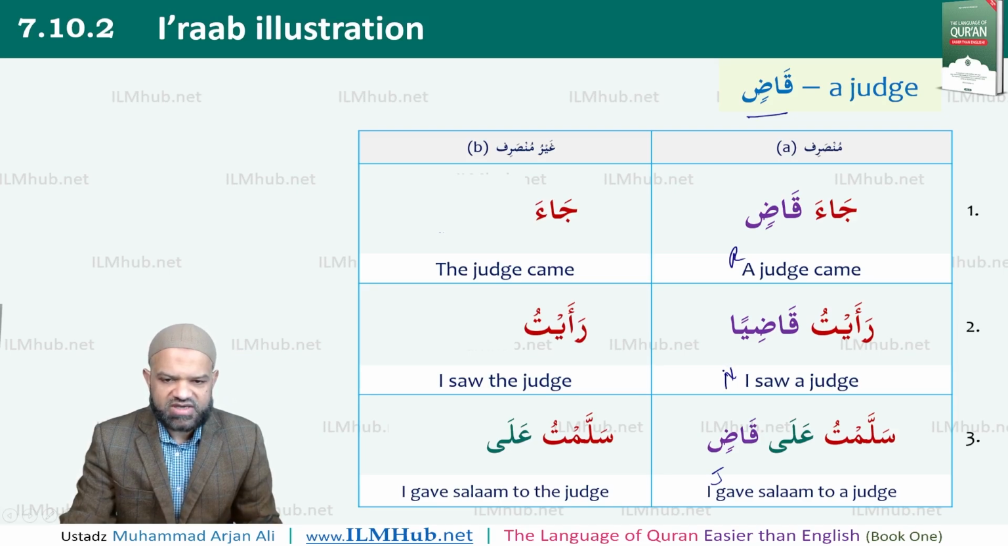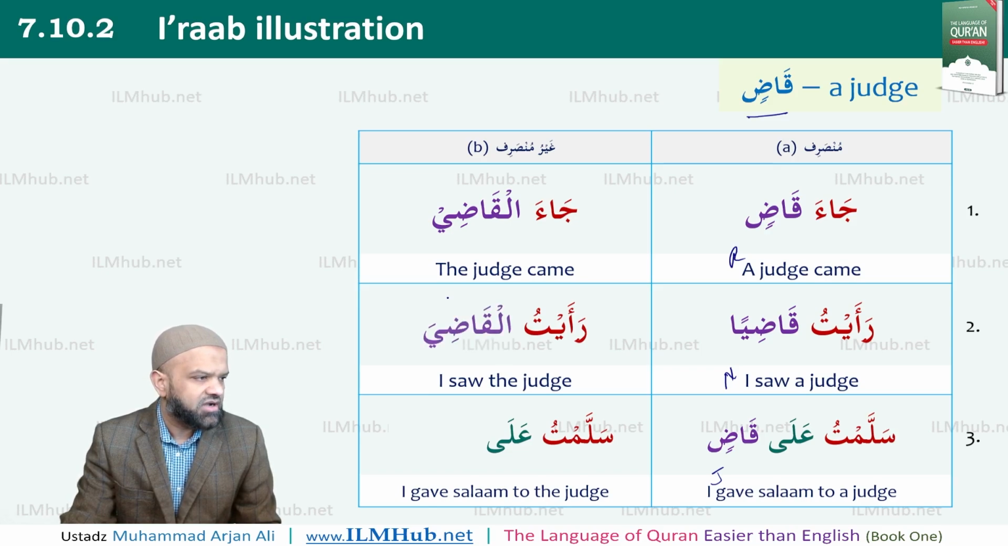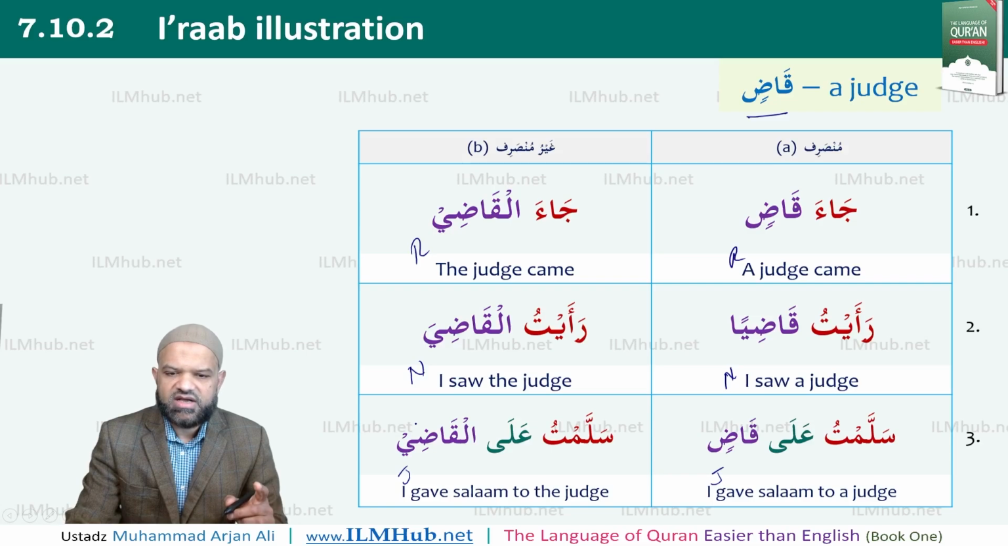Again, I go back to remind you of rice. Then I want to say the judge came. When I add al to it, this is what happens: ja'a al-qadi, ra'aytu al-qadiya. Again, the fatha is there for the nasab. Sallamtu ala al-qadi. So again, this is jar, this is rafa, and this is of course nasab. You can see here how they decline.